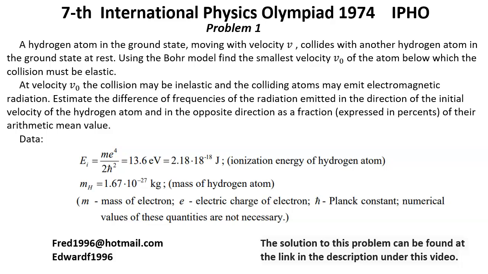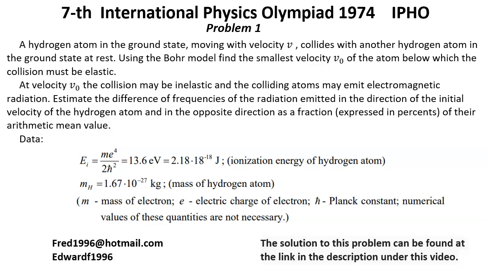Problem number 1. A hydrogen atom in the ground state moving with the velocity v collides with another hydrogen atom in the ground state at rest. Using the Bohr model, find the smallest velocity v0 of the atom below which the collision must be elastic. At velocity v0, the collision may be inelastic and the colliding atoms may emit electromagnetic radiation.